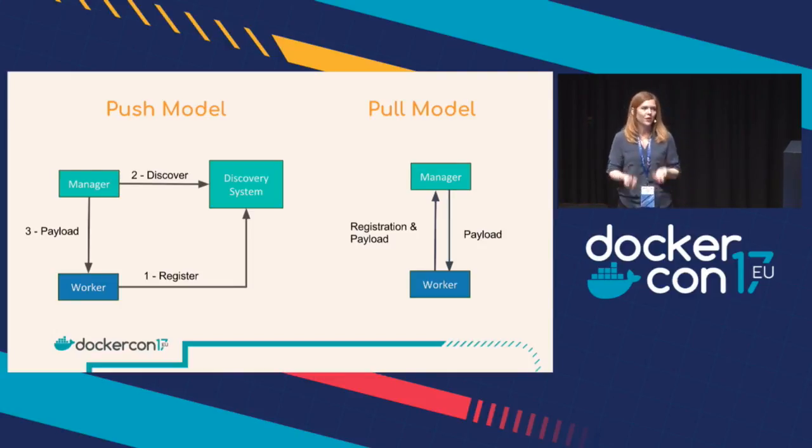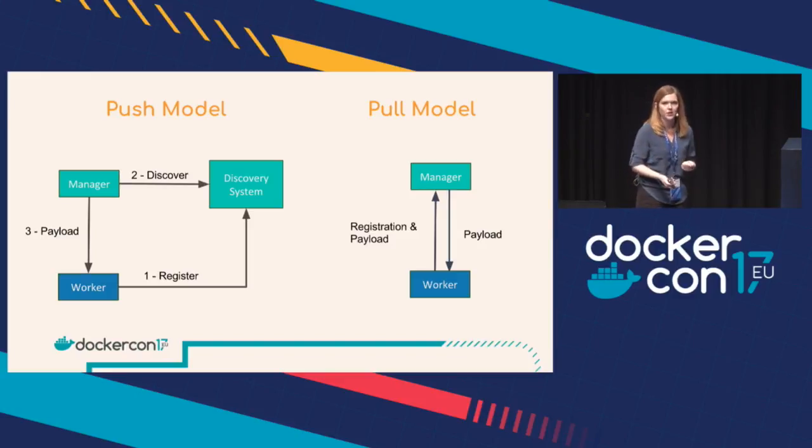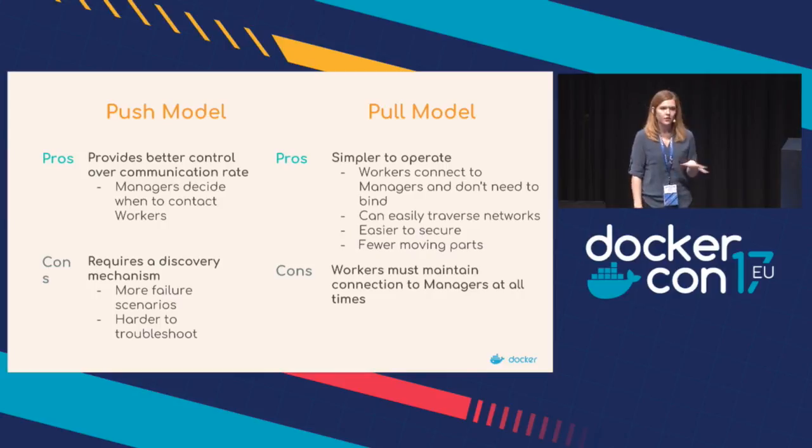The pull model is the model where the worker is initiating the communication. They're sending a registration and payload up to the manager. They're asking for stuff. In most cases, they'll ask for something, and then the manager sends work or whatever the payload is back to the worker. So these, of course, have pros and cons, and in reality, most orchestration systems and most systems in general use some combination of both of them for many different situations depending on what the best fit is.